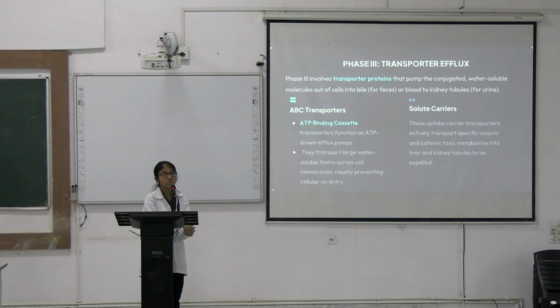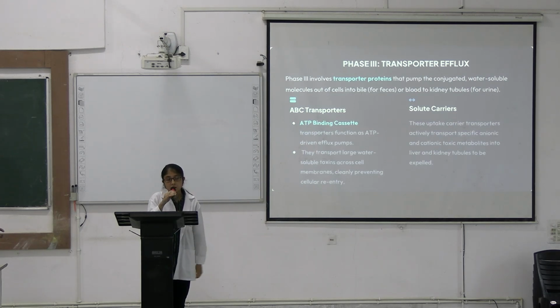Smooth endoplasmic reticulum. Okay. If I ask you what are the functions of smooth endoplasmic reticulum, what would you say? Lipid and steroid synthesis. Very good. It serves as sarcoplasmic reticulum to store the calcium ions.